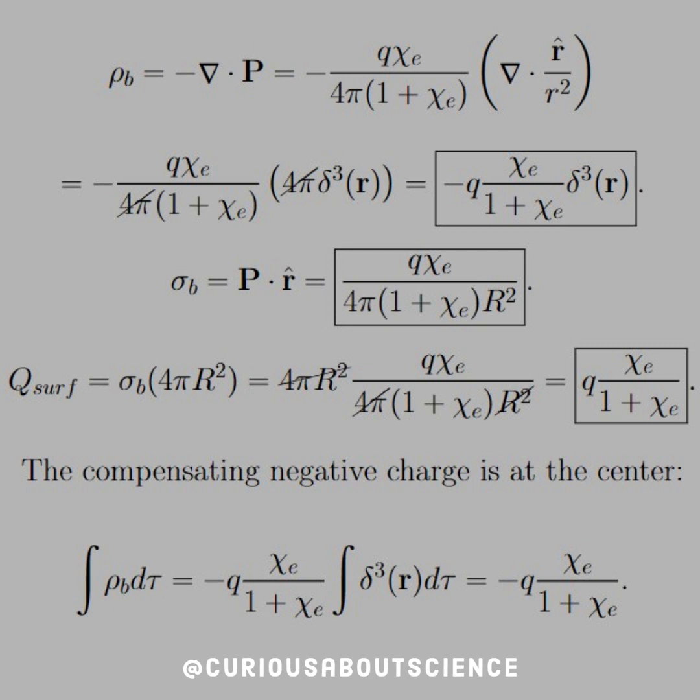Thus, the compensating negative charge has to be at the center. When we take the volume integral of the volume bound charge, we see that the negative carries from the negative divergence, and the integral of the three-dimensional Dirac delta is just 1. And we have a pretty quick verification that it all adds up to 0.